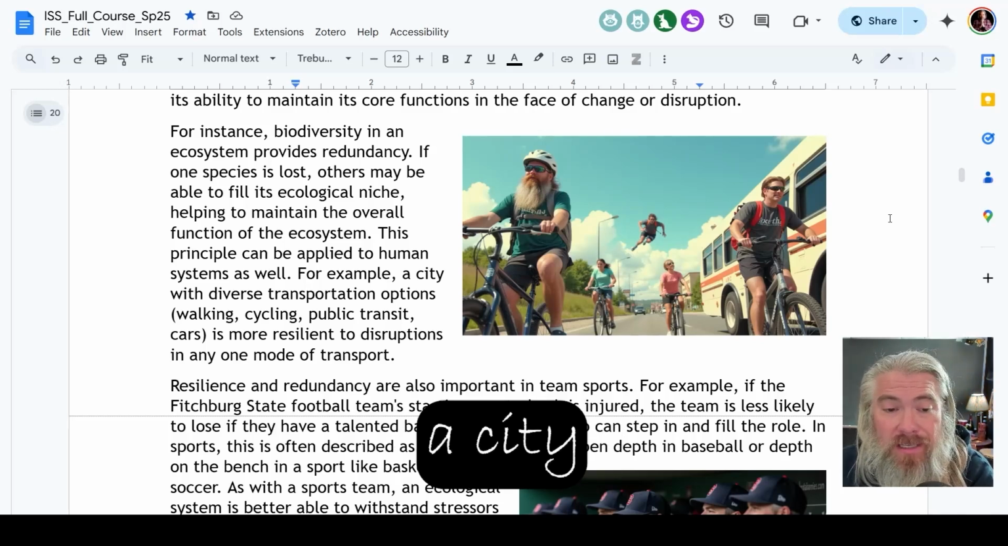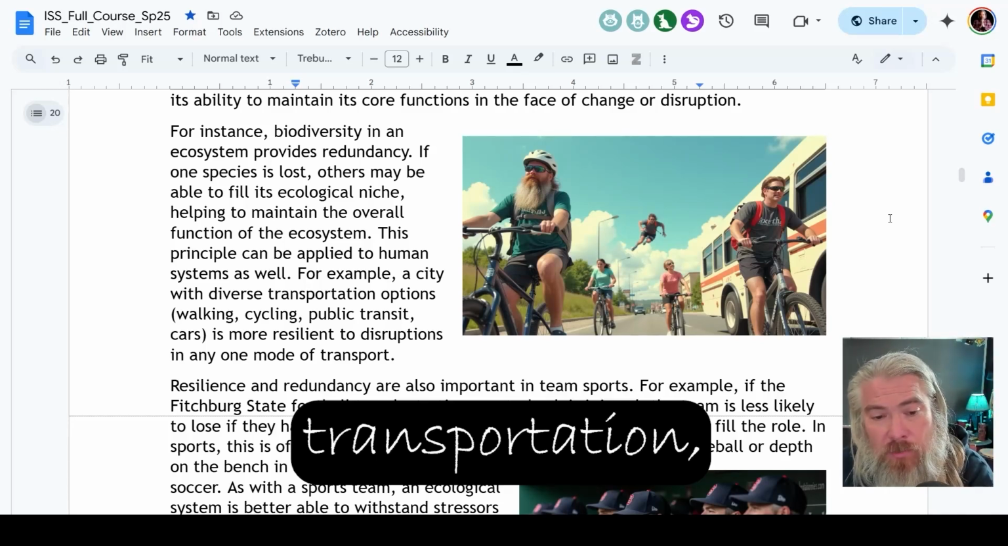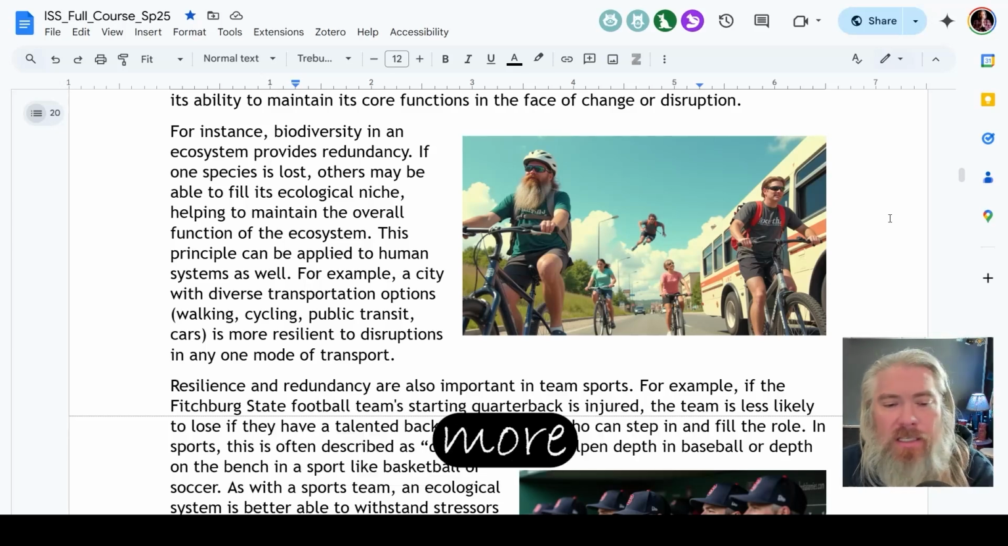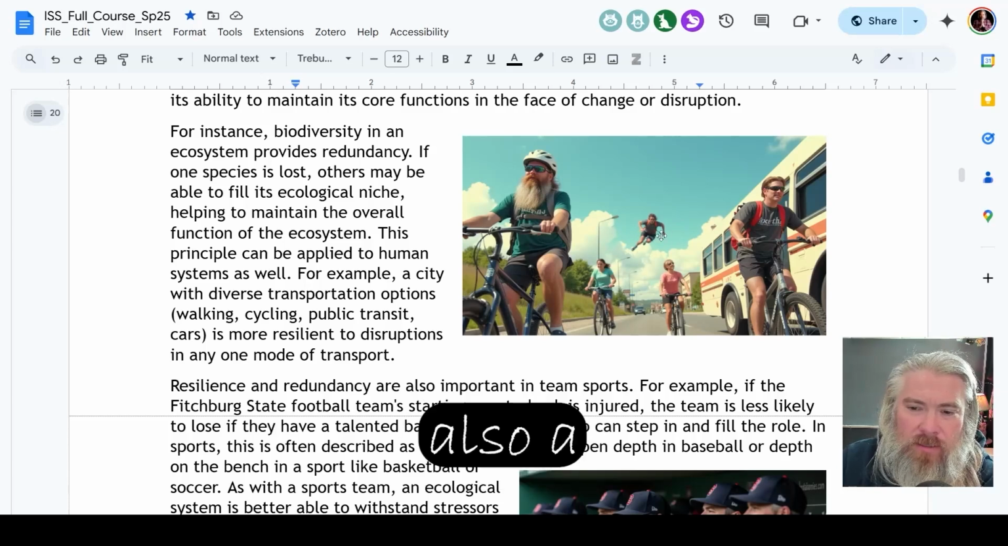For example, a city with diverse transportation options like walking and cycling and public transportation, cars, etc., is more resilient to disruptions in any one mode of transport. Flying is also a benefit.